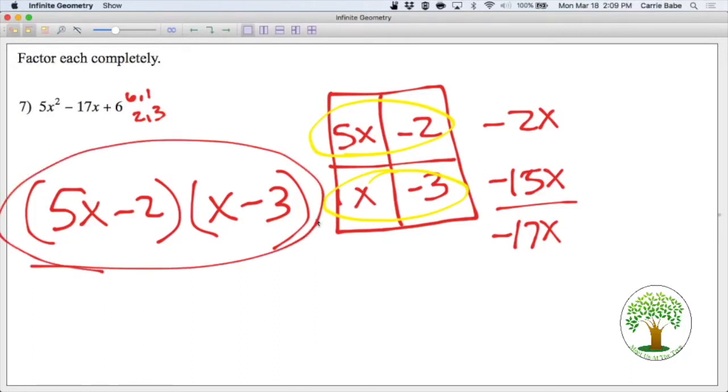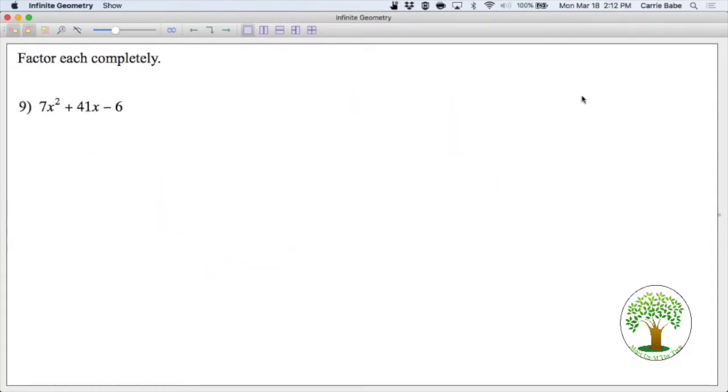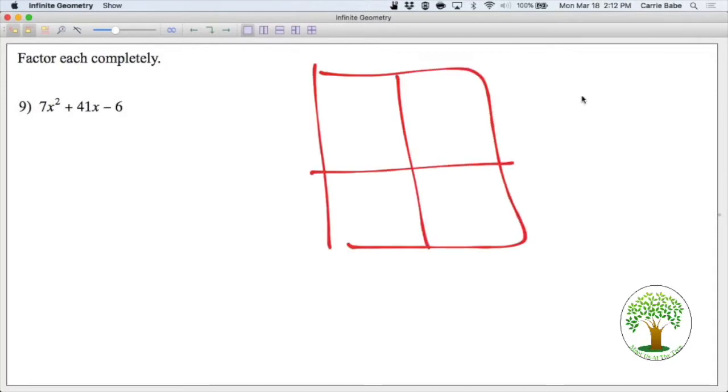Number 8 is very similar to that one. Let's move on to number 9. We have to put the x squared term in the first column. What multiplies to be 7x squared? 7x and x.